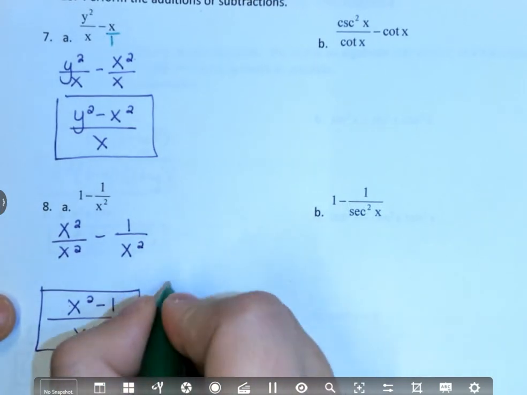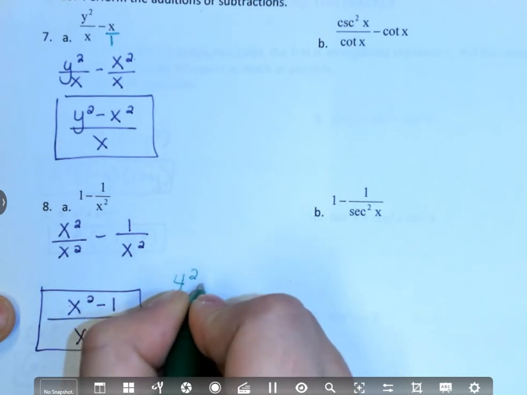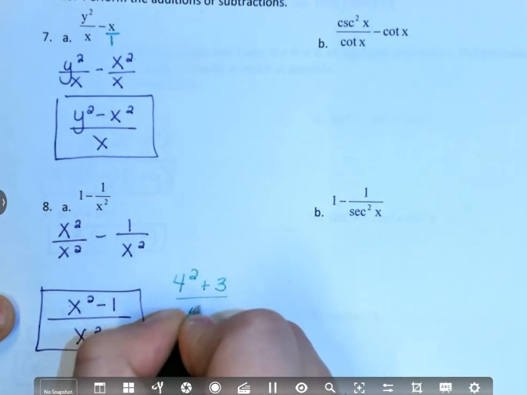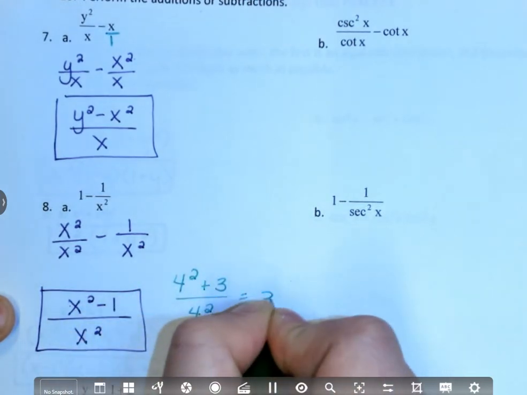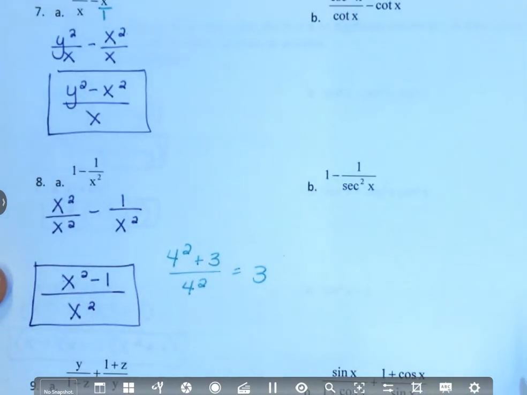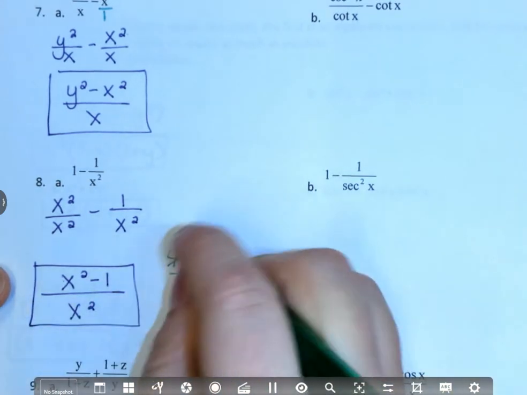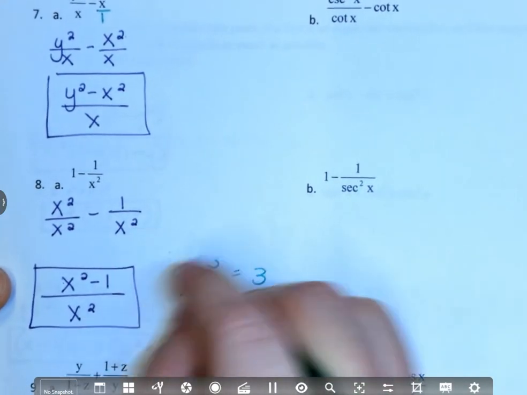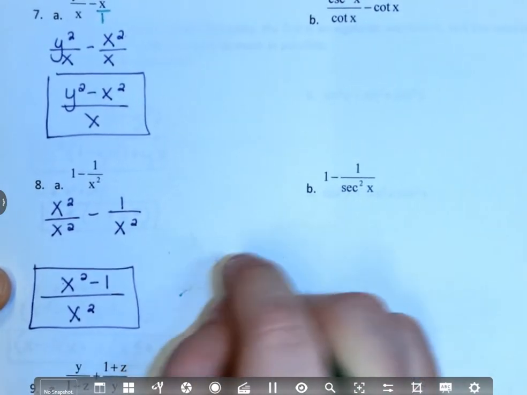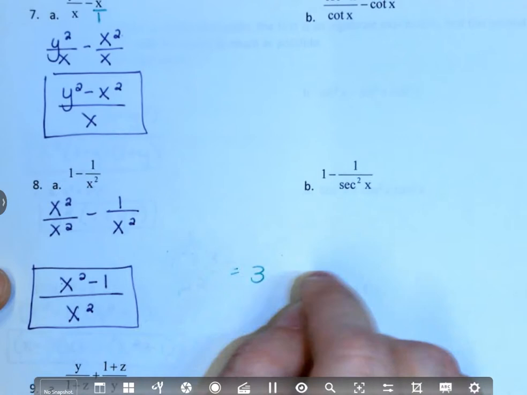So think about it this way. If I had 4 squared plus 3 over 4 squared, is that equal to 3? No. These guys cannot cancel out. That's the exact same thing as what we're talking about here. Okay? Sometimes it's easier to understand that rule when you actually have numbers involved. You're like, dude, 19 over 16 is not 3.